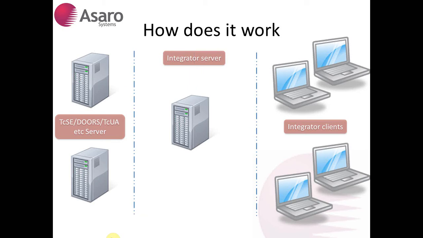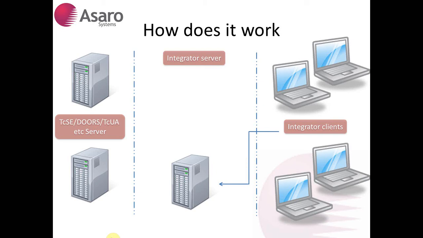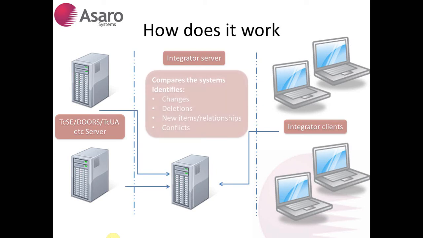When change happens, we again can start the process of change from our client environments, which again in turn will connect to our servers, and we'll start to do a comparison of differences. So it would identify whether there are changes between the two environments, whether there are items deleted, whether there are new items or new relationships that have been created, and of course if there are any conflicts between the two different systems, and if there are, they'll use your user-driven options to manage them.